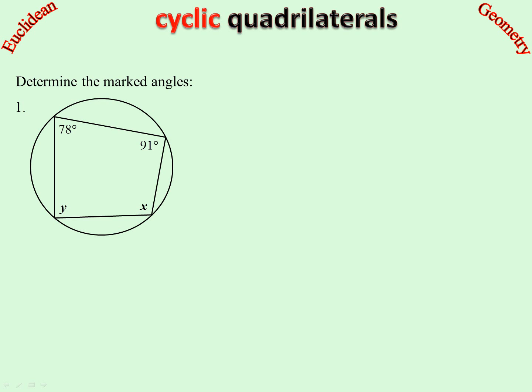Let's have a look at some examples. Number 1. X is pretty easy. It's opposite the 78 in a cyclic quad. Op angle cyclic quad, which means it's 102 degrees. Y also.